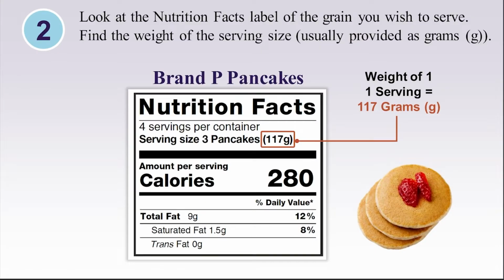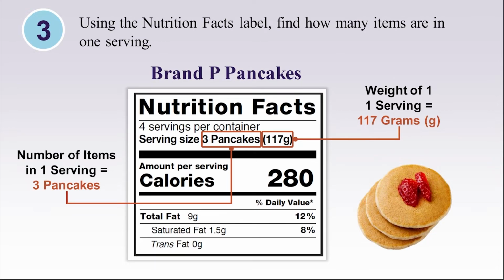The second step is to look at the weight of the serving size of the pancakes we want to serve. On nutrition facts labels, the weight listed is usually for one serving of the food. Looking at the label for bran pea pancakes, we see that one serving of bran pea pancakes weighs 117 grams.